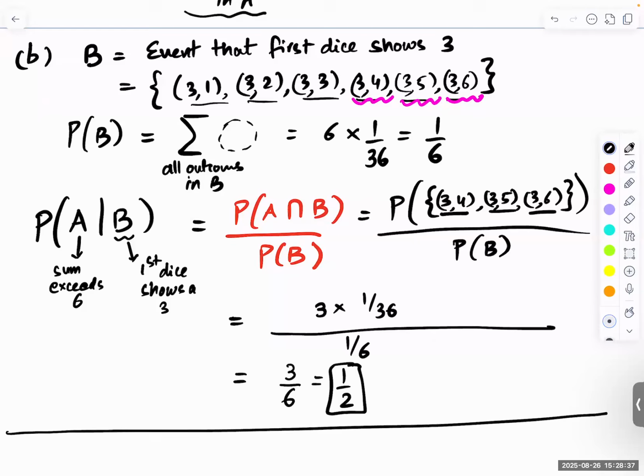So I hope the notion of conditional probability is clear. We'll build upon this and then do the total probability theorem and Bayes theorem in the next module.